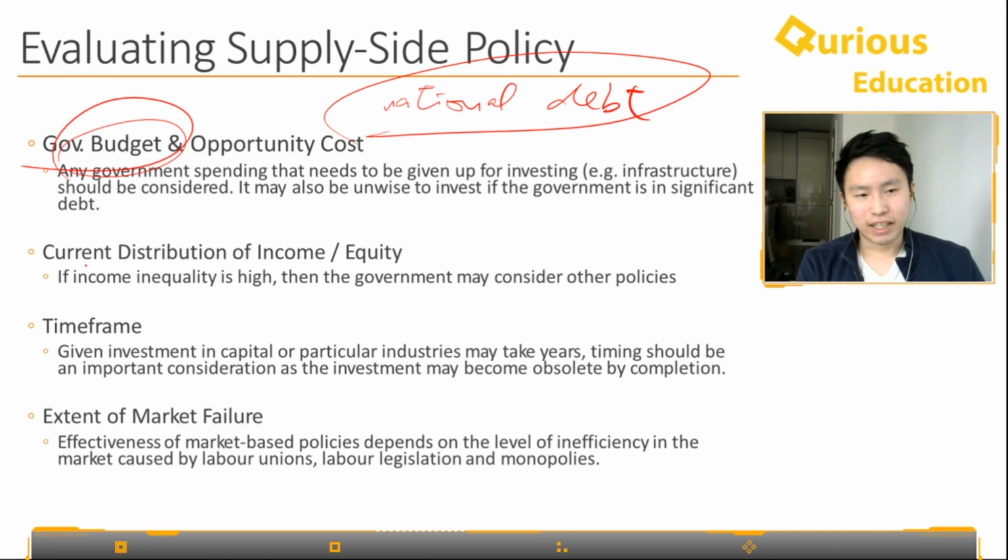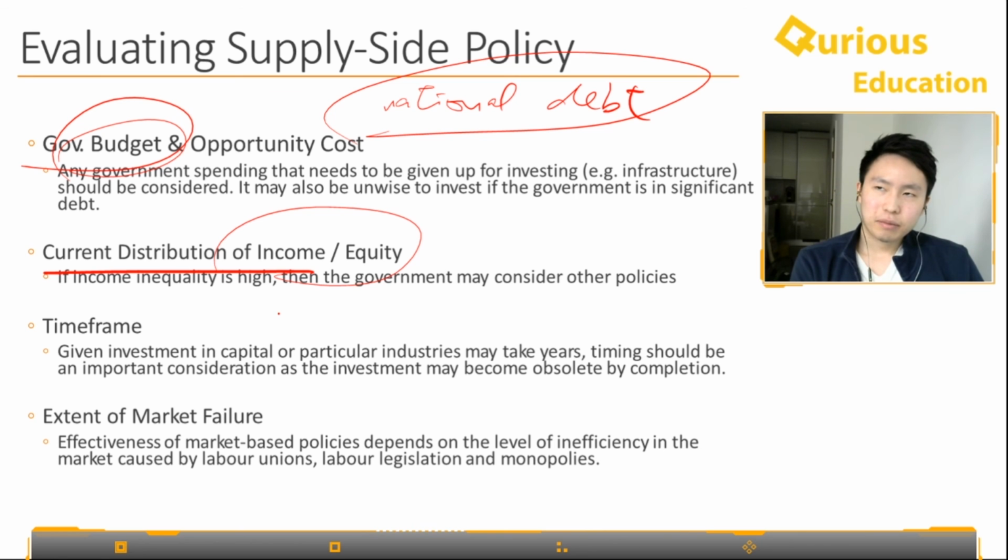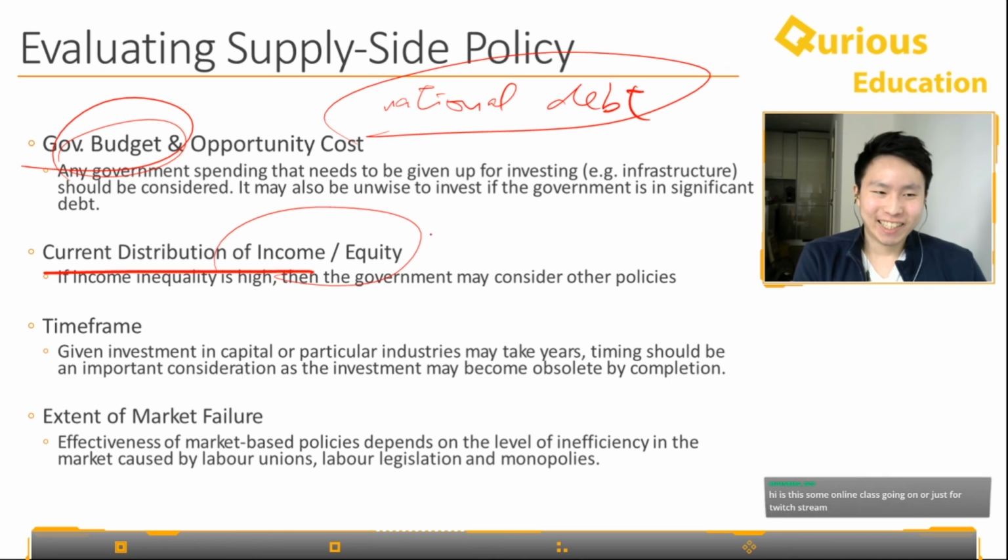Okay, so this would be one issue here. And then another thing here is the distribution of income and equity. So if the economy is relatively well placed in terms of the wealth gap, so if the income levels are quite similar across the middle income class and the upper income class, then there might be some room to do more supply-side policy, even though it might cause a disadvantage in income.